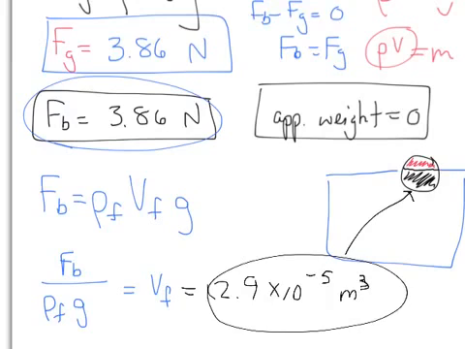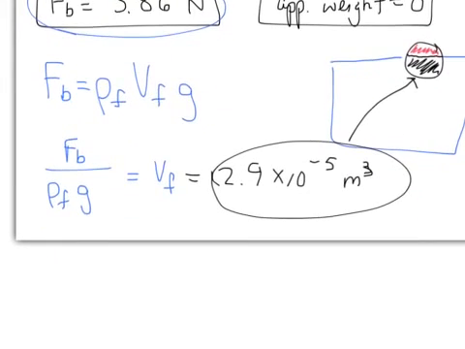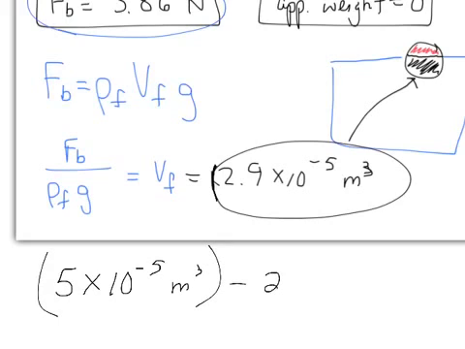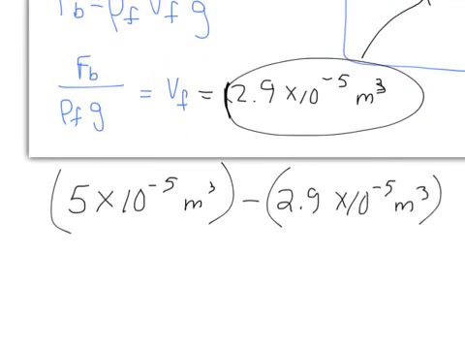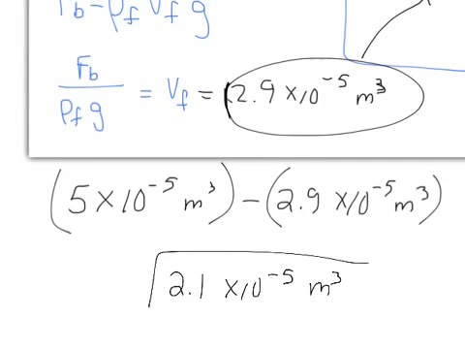But we don't want that. We want the total volume that's exposed. So we take the original total volume of the ball bearing. This is not a 12, it's a 2. We take the original volume, 5 times 10 to the negative 5 cubic meters, the total, minus off this amount that's submerged, 2.9 times 10 to the negative 5 cubic meters, giving us the amount of the volume that is exposed to the air, which would be 2.1 times 10 to the negative 5th cubic meters.